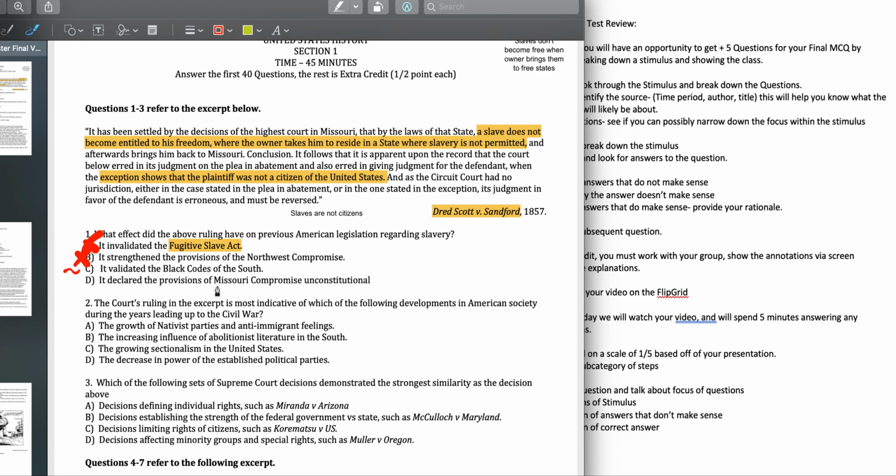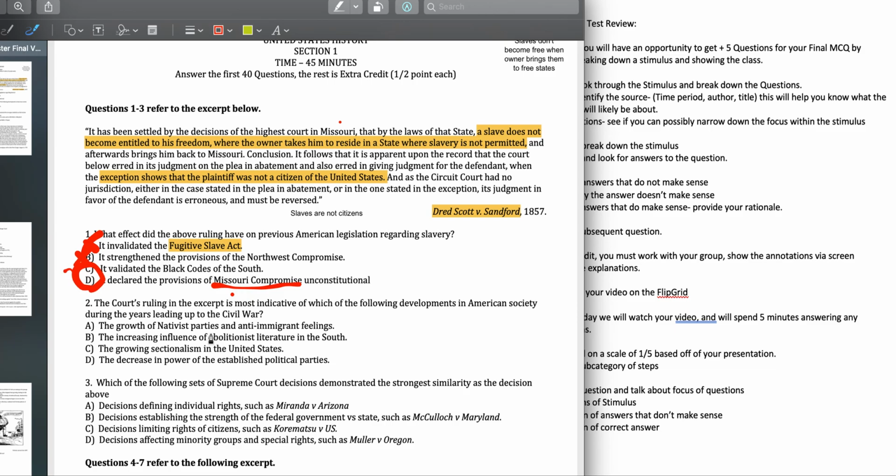Now, here's the key part, right? You need to know what the Missouri Compromise says, right? And sometimes you're like, oh, they said Missouri here, and they said Missouri here, therefore they're trying to trick me, so I'm not going to do that, right? Again, you need to know what the Black Code says and what the Missouri Compromise says. And so remember, that's going to take some memory, right? And in this case, the answer is D.